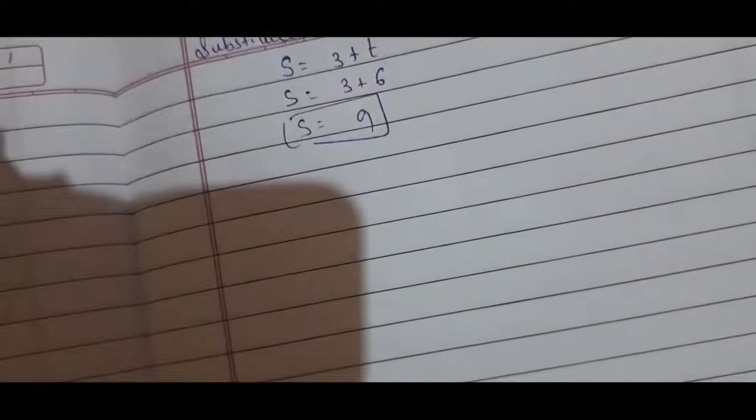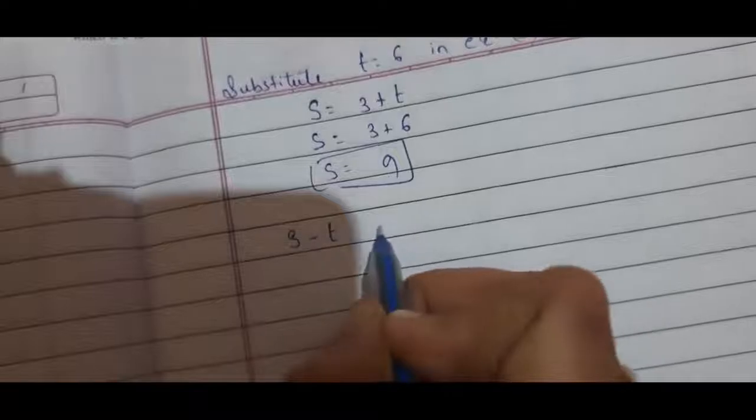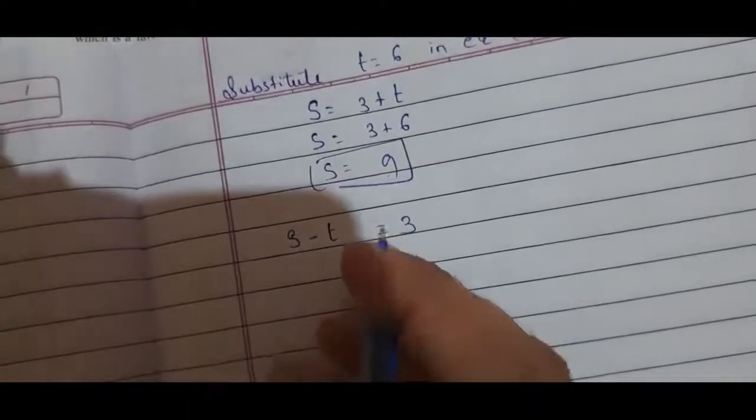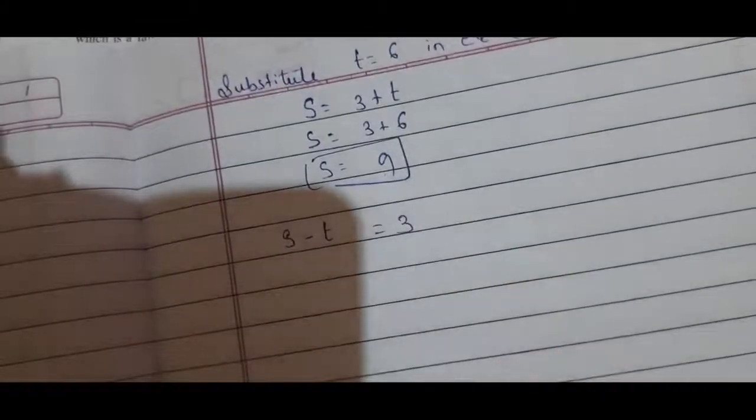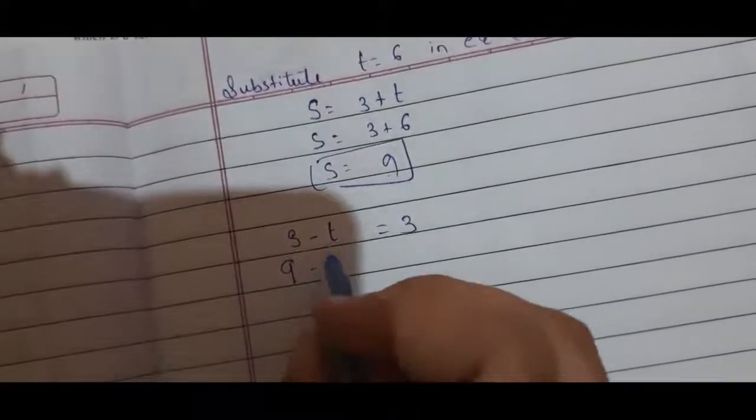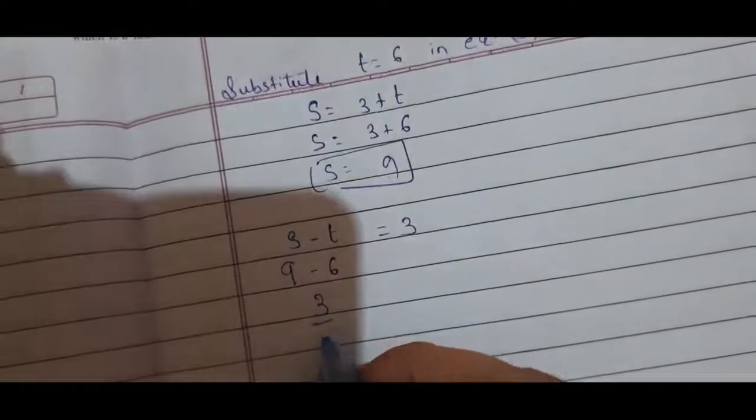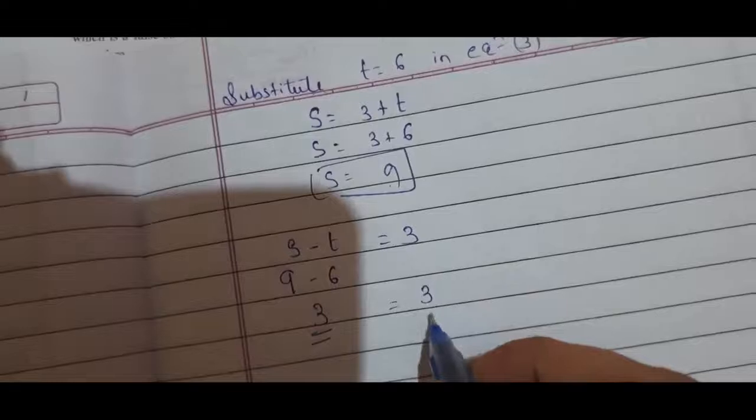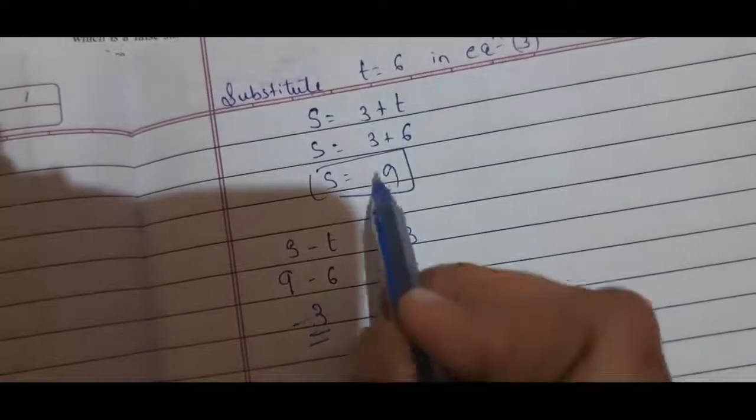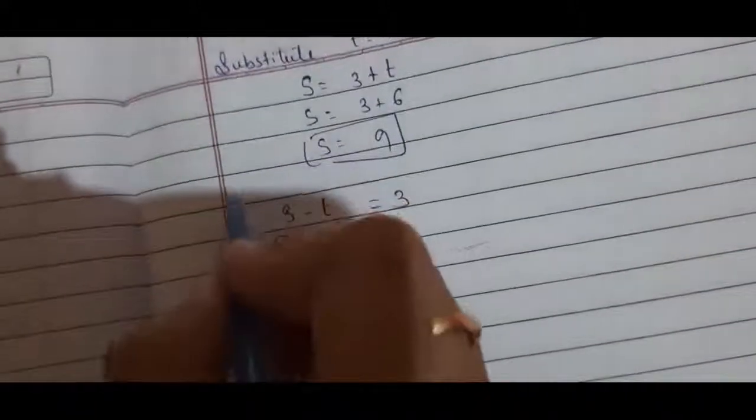Dear students, to check we got correct answers, substitute this solution in any one of the equations. Verify s minus t equals 3. Verify means LHS equals RHS we have to get. Yes, what we got? 9 minus t, t we got 6. 9 minus 6 is 3. LHS is 3 and our RHS is also 3. So the solution of the equations is right. That is the verification part.